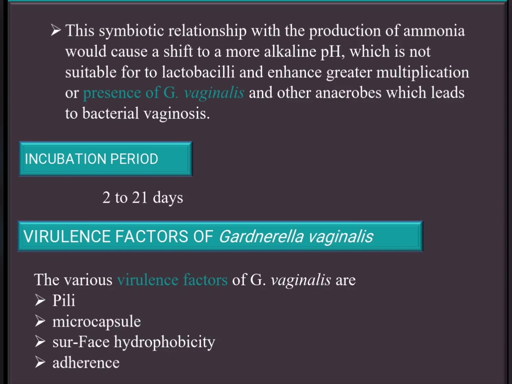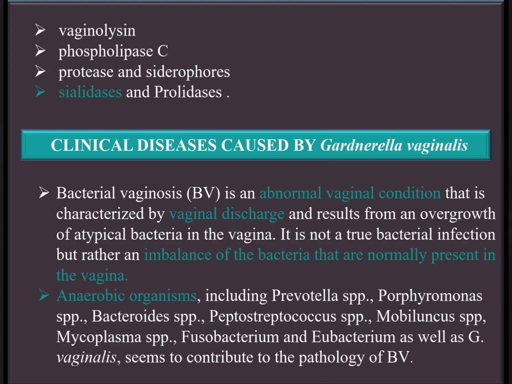Incubation period: 2 to 21 days. Virulence factors of Gardnerella vaginalis. The various virulence factors of G. vaginalis are pili, microcapsule, surface hydrophobicity, adherence, vaginolysin, phospholipase C, protease and siderophores, celluloidases and prolidases.